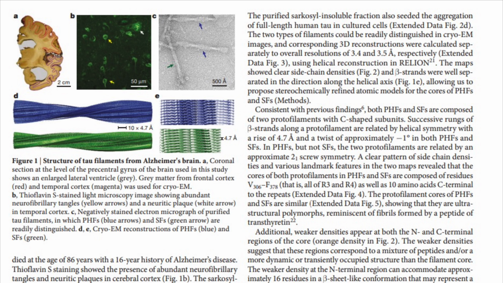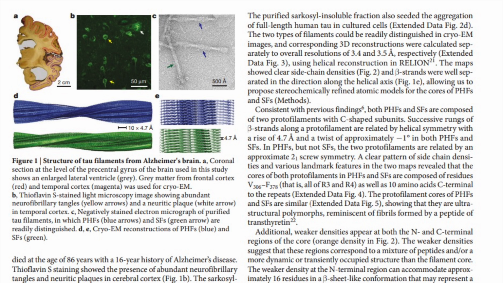The two types of filaments could be readily distinguished in cryo-EM images, and corresponding 3D reconstructions were calculated separately to overall resolutions of 3.4 and 3.5 angstrom, extended data figure 3, using helical reconstruction in RELION. The maps showed clear side chain densities, figure 2, and beta strands were well separated in the direction along the helical axis, figure 1e, allowing us to propose stereochemically refined atomic models for the cores of PHFs and SFs.